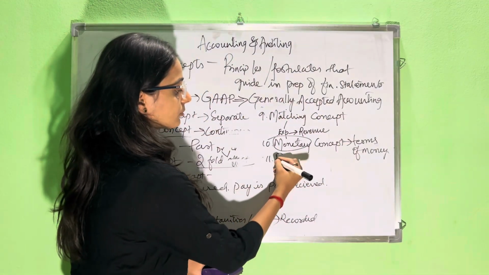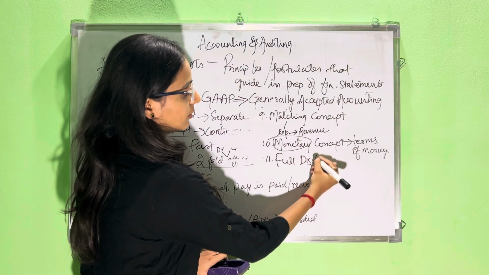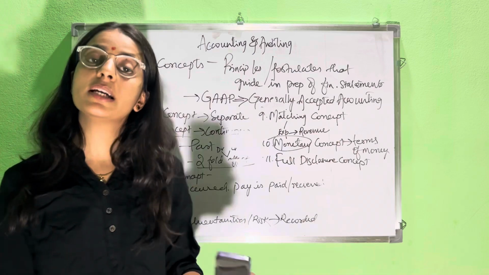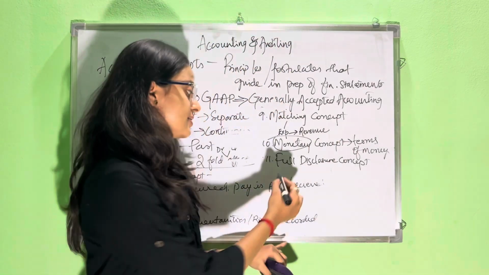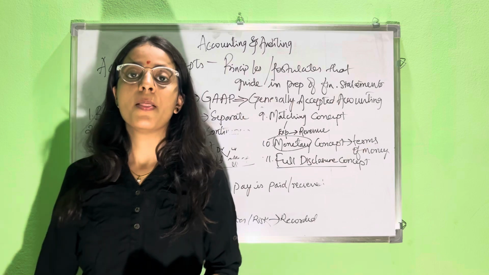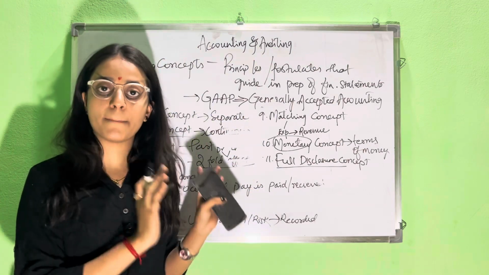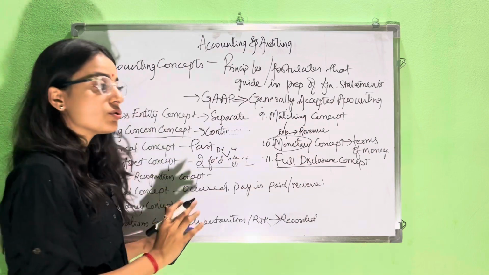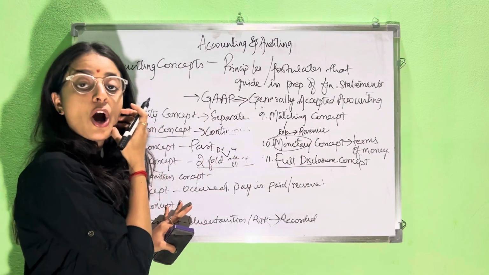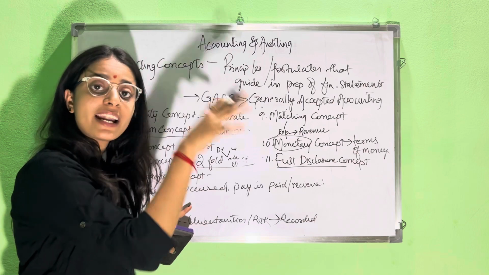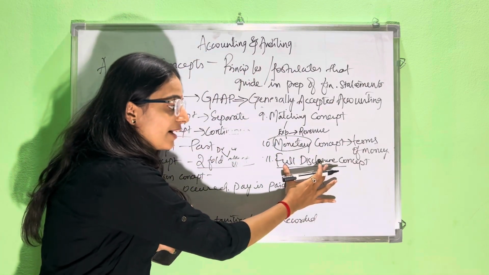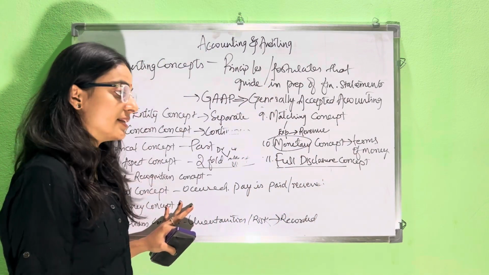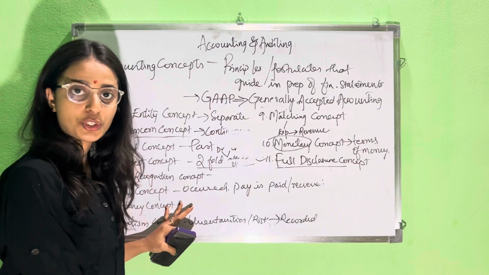Next comes the full disclosure concept. According to this concept, the very name suggests that your presentation should disclose the full information of your business on your financial statements. True and fair value and full information should be disclosed in the financial statements. It is given by the full disclosure concept.